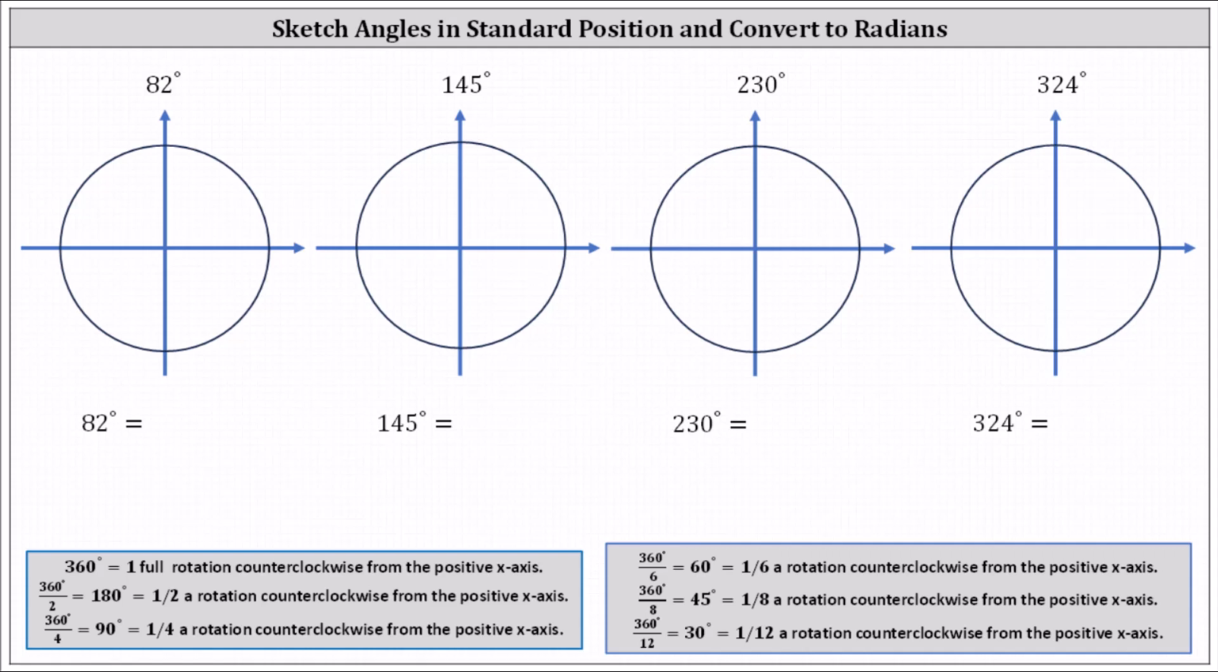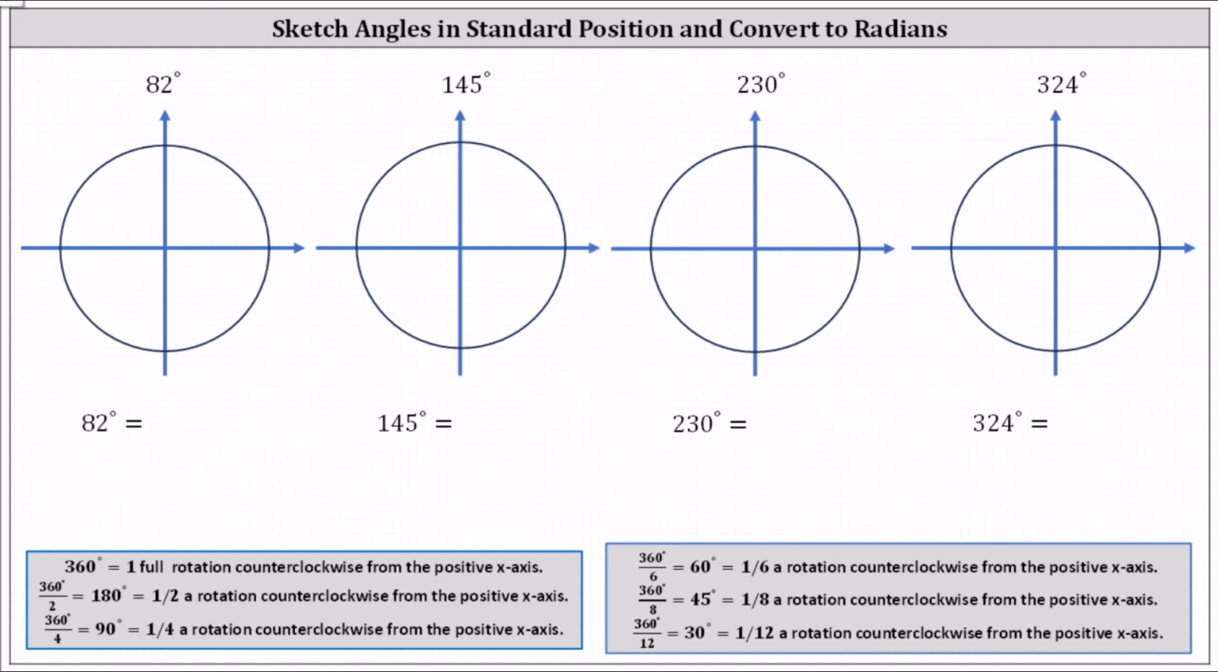I've listed several common angles in degrees below for reference. 360 degrees equals one full rotation counterclockwise from the positive x-axis. 180 degrees is half a rotation counterclockwise from the positive x-axis. 90 degrees is 1/4 of a rotation counterclockwise from the positive x-axis, and so on. You may want to pause the video and review these common angles because we should be familiar with all of them. The first angle is 82 degrees.